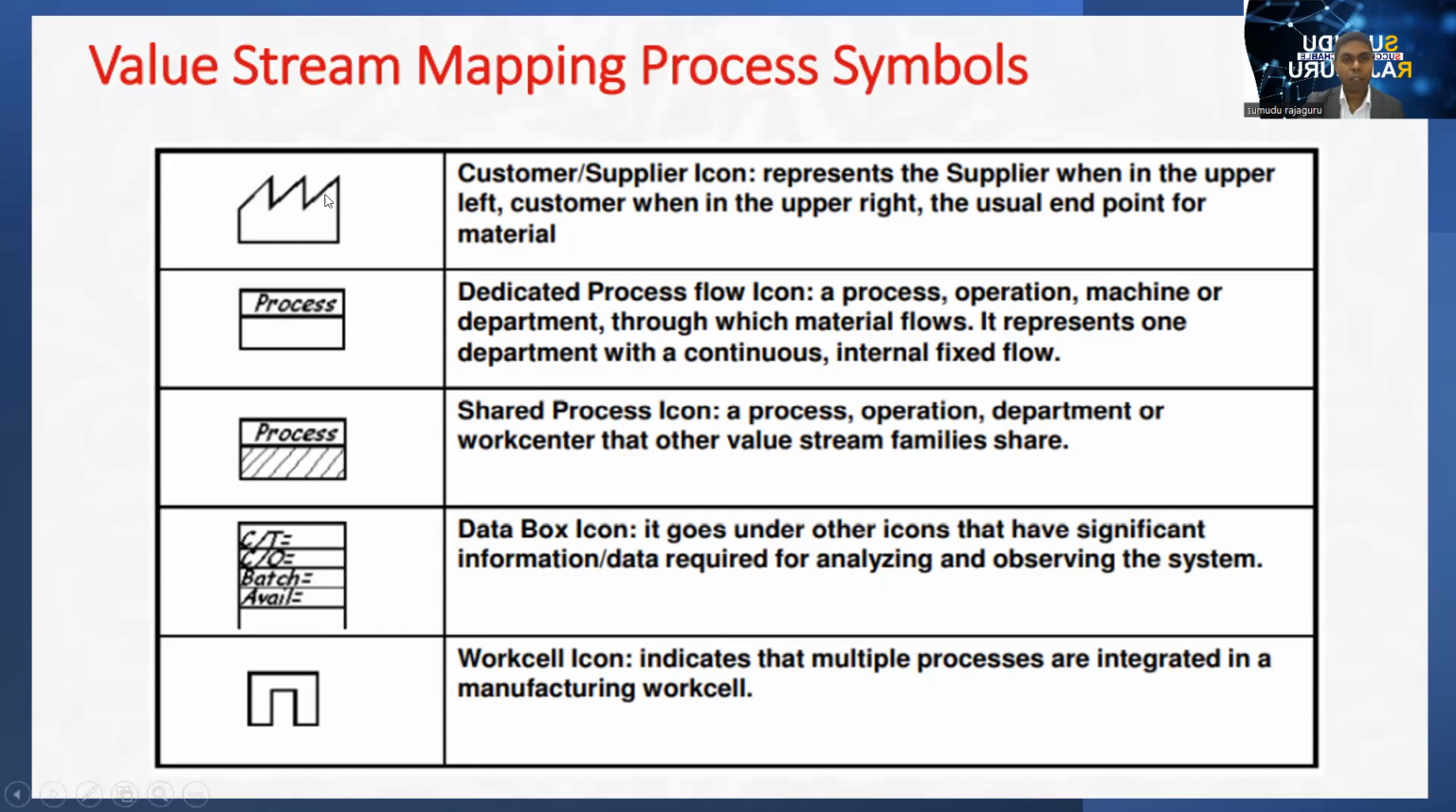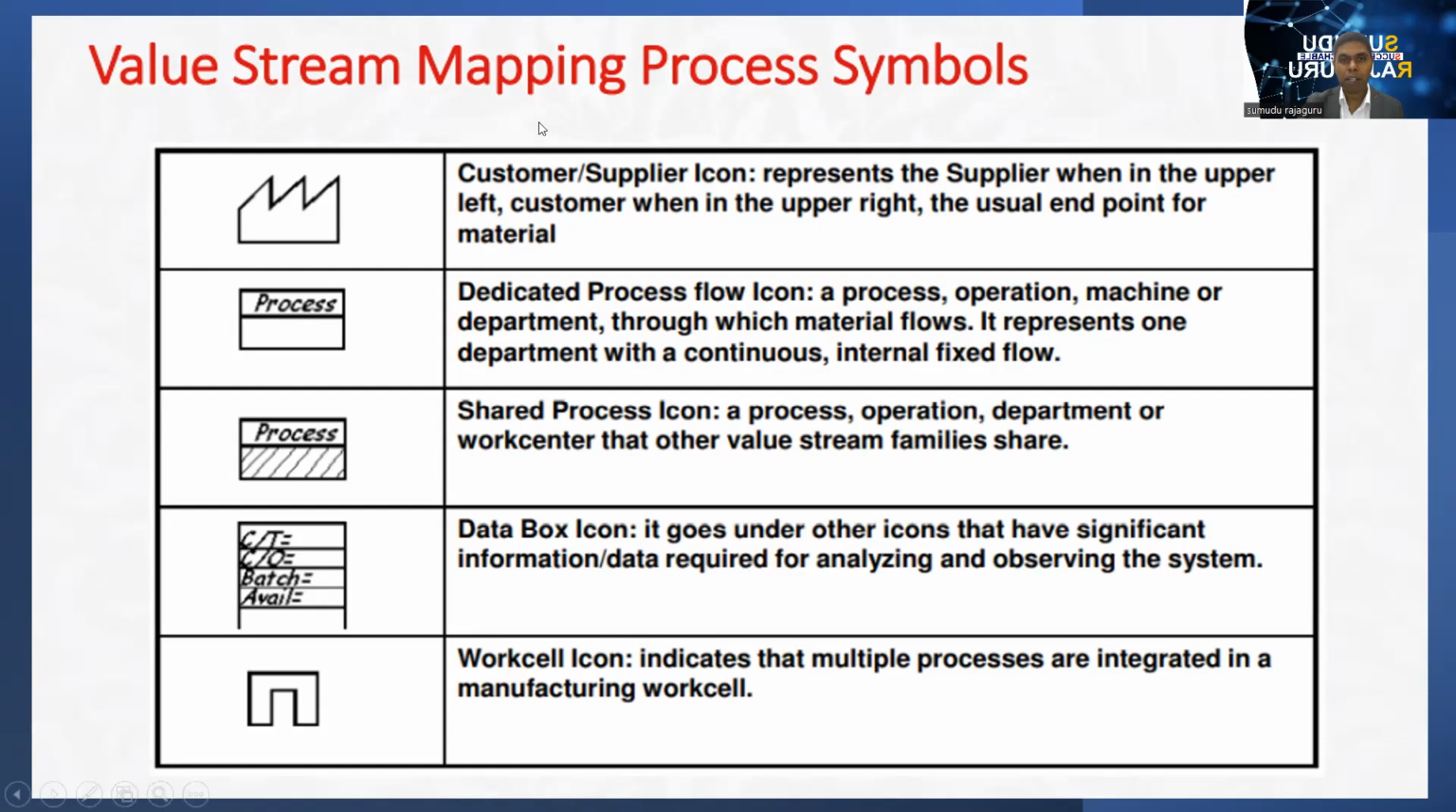You can see the first one. This is the customer supplier icon. If you want to show a customer or supplier in the value stream mapping, we use this symbol. The second one is the process flow icon. It is called the dedicated process flow icon. When we draw the value stream map, if we want to show a process, we use this rectangle.